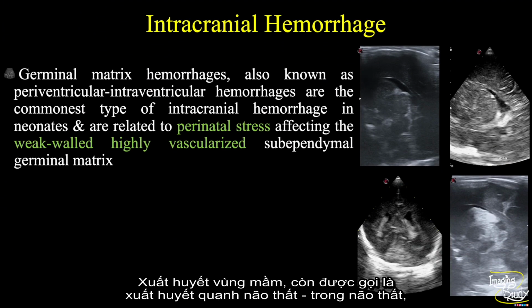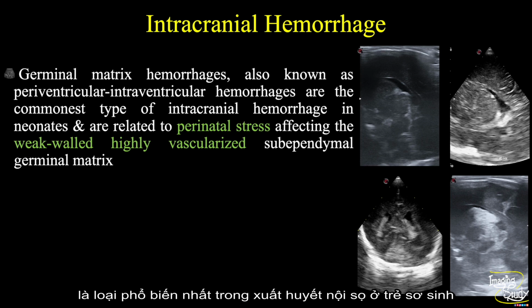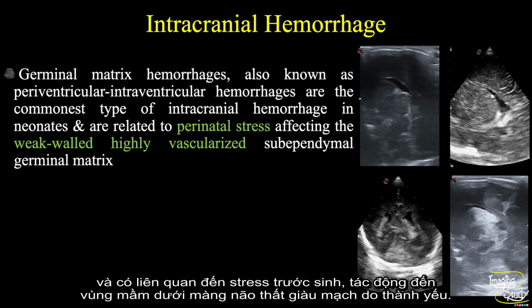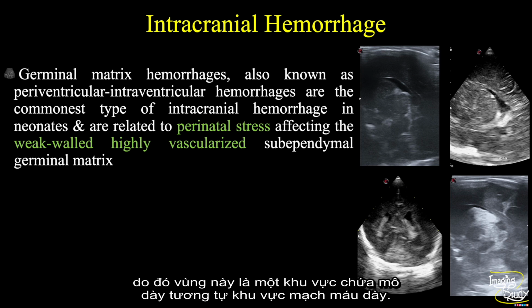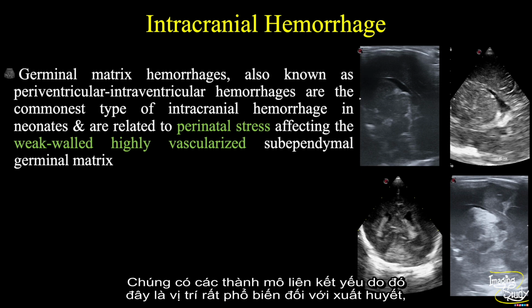Germinal matrix hemorrhages, also known as periventricular intraventricular hemorrhages, are the commonest type of intracranial hemorrhage in neonates and are related to perinatal stress affecting the weak-walled, highly vascularized subependymal germinal matrix. This germinal matrix contains the neuron and glial cells which migrate into their position later. So this is a cell-dense area as well as a densely vascular area. They have weak connective tissue walls, so these are very common sites for hemorrhage.